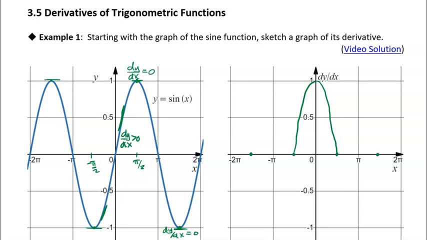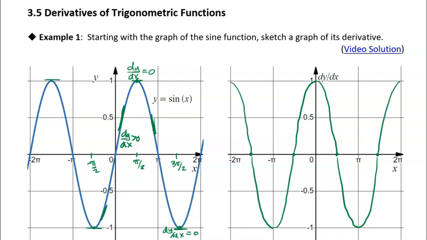And so now if we come over here, if we look at a tangent line anywhere between pi over 2 and 3 pi over 2, it looks like the slope is negative. So for that portion of the curve, that portion of the derivative is going to be negative. Okay, so I've sketched that in. And I'm just going to do that for the other parts of the curve and sketch the rest of this in. All right, so I've sketched the graph of the derivative given the graph of sine of x.